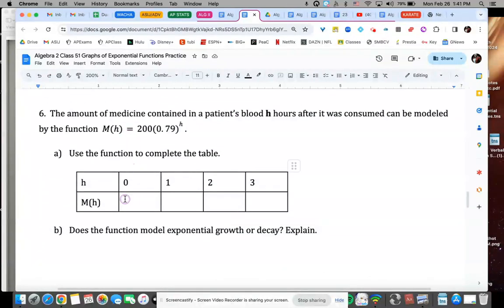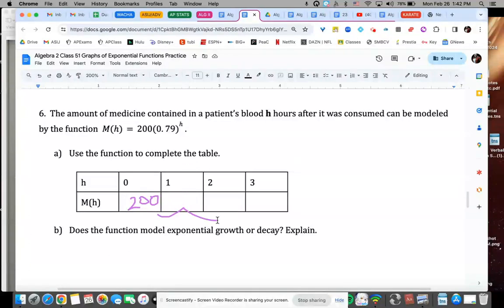Number 6, we're starting with 200. Do I have any shifting? No. So that really is my starting amount. If you want to be sure, you can just stick 0 in for H and say anything to the 0 power is 1. 1 times 200 is 200. So I'm starting with 200, right? If I would have had some value on the shifting, like some plus or minus over here, then that would have changed my starting value because it would have been shifted. But that's not what I have.